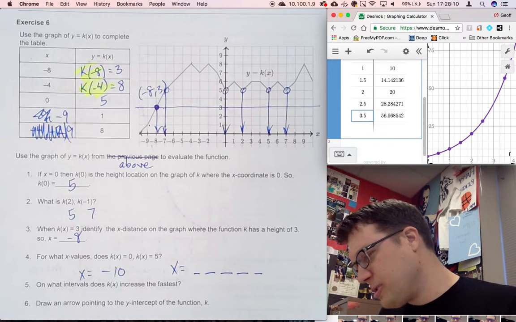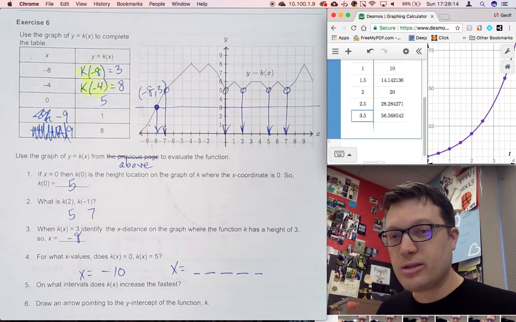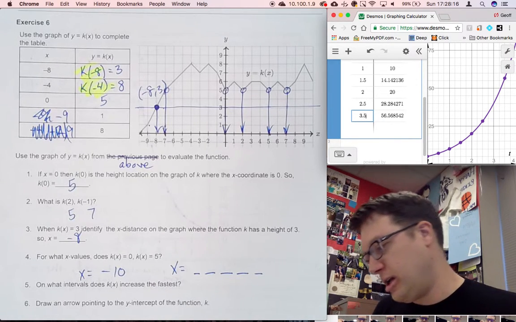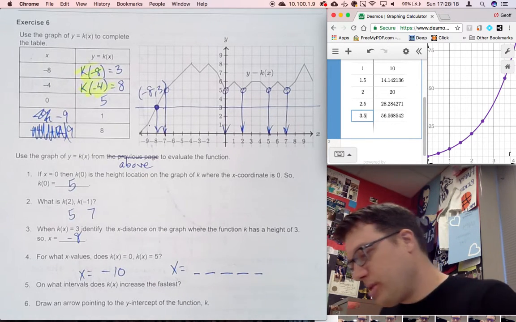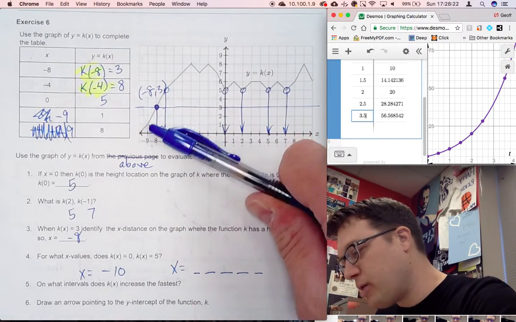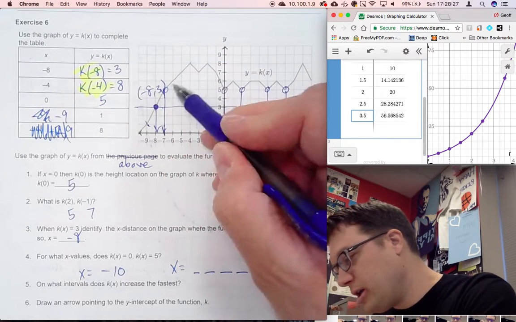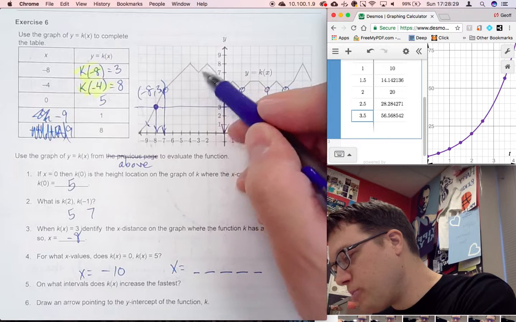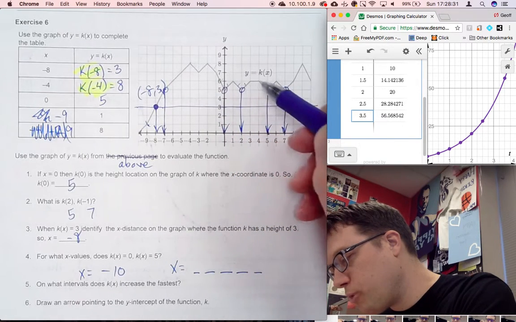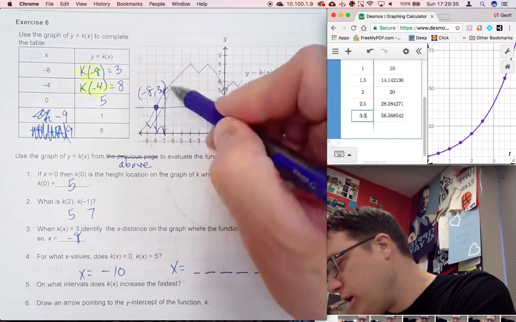On what intervals does k of x increase the fastest? Great question. Easy answer. Look for the steepest section of the line. It looks like this line is increasing, but this section's increasing steeper at a rate of about 2 to 1. So that's pretty good. That's a 1-to-1 steepness. Nope. Maybe right here.